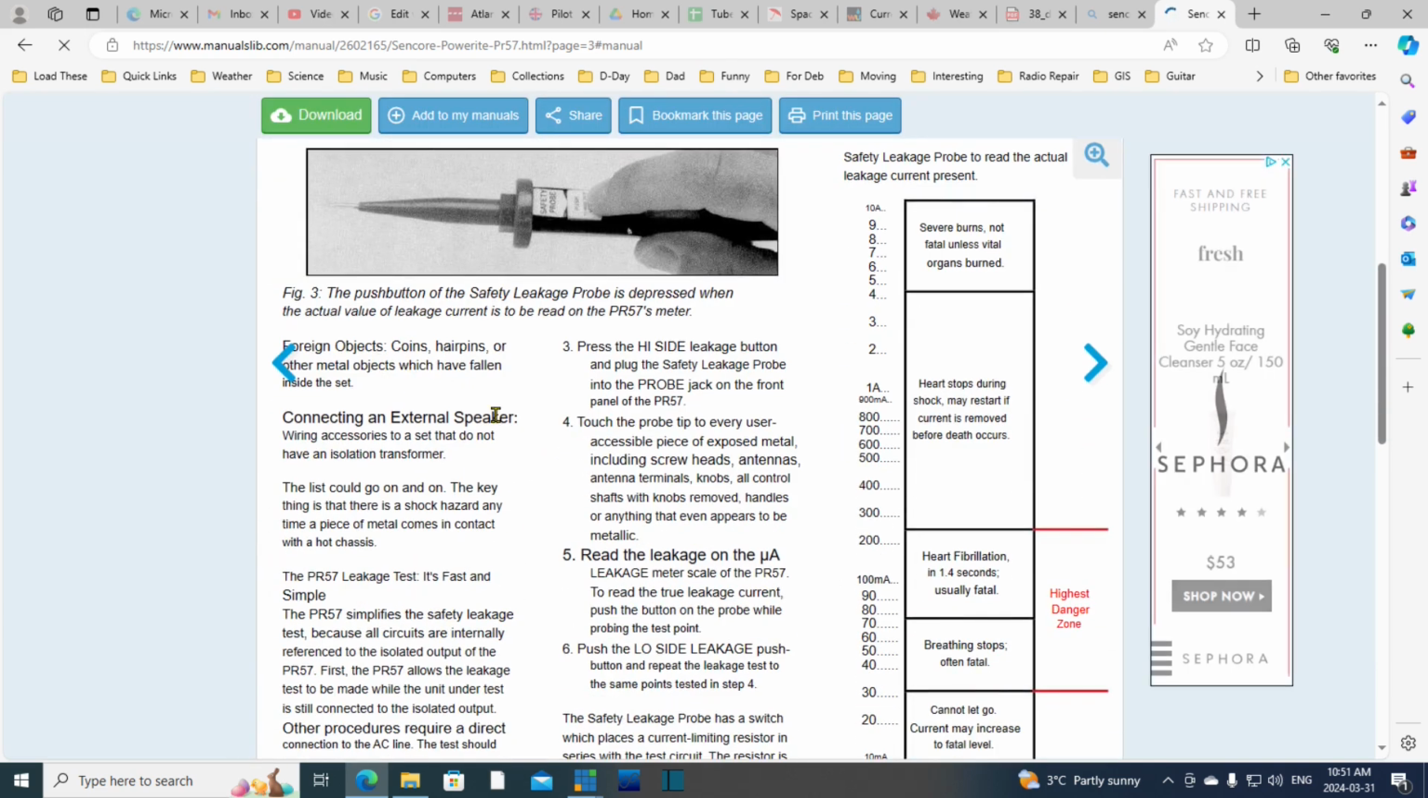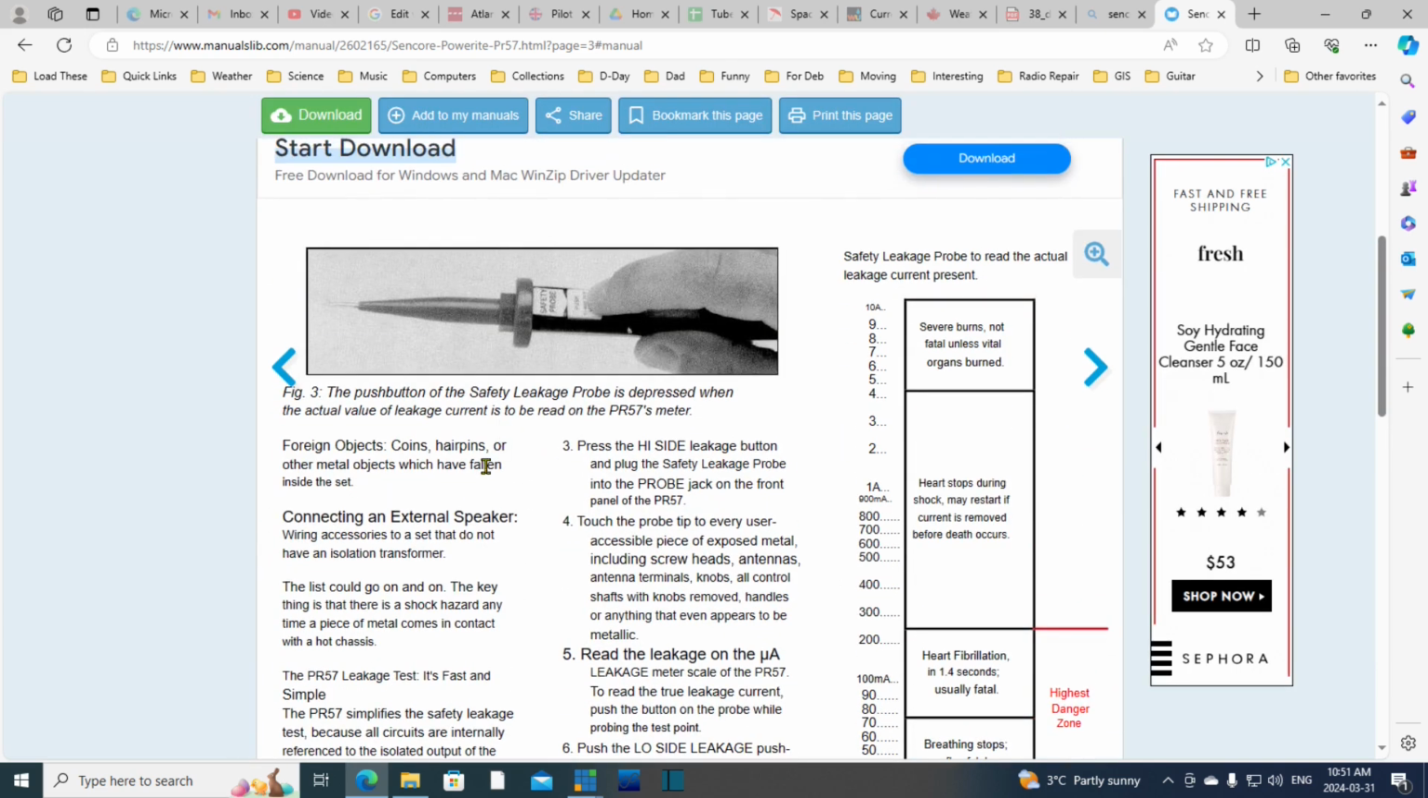Foreign objects. Coins, hairpins, or other metal objects which have fallen inside the set. Of course, in our case, when we're working here, if we cut a wire, the little wire chip can fall into the set and disappear, and you think you found it when you didn't, and forget about it, and next thing you know, it's a short. Could be a short to the chassis.